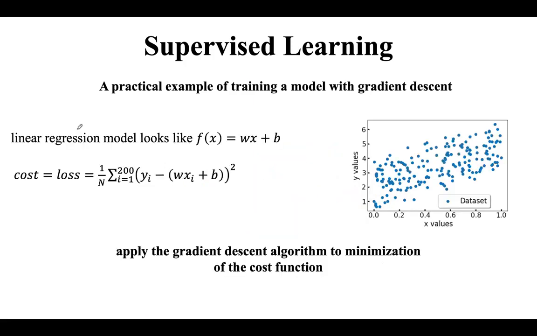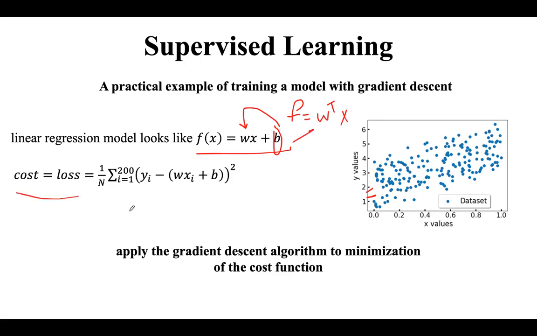As you can see, the linear regression model looks like this: Wx plus B. You haven't seen this B before, but this is just the bias term. We can also combine this one into the W. So this is just like the previous one, f equals W transpose dot X. There's no difference between these two.